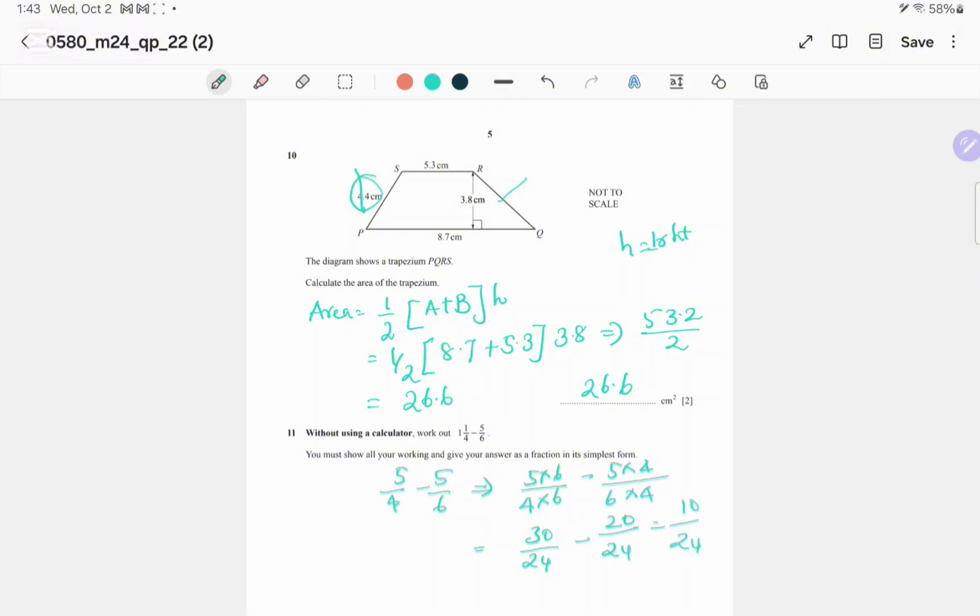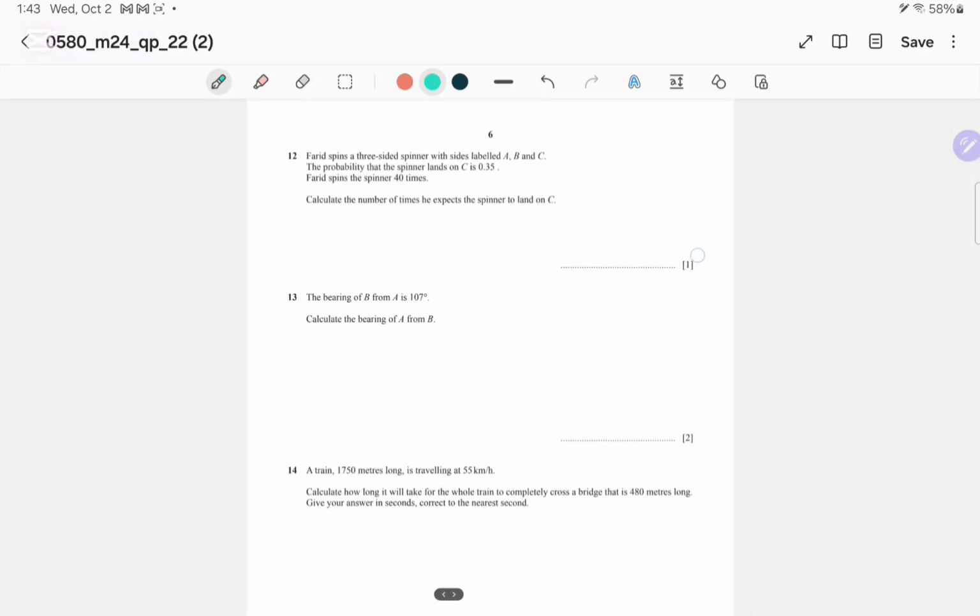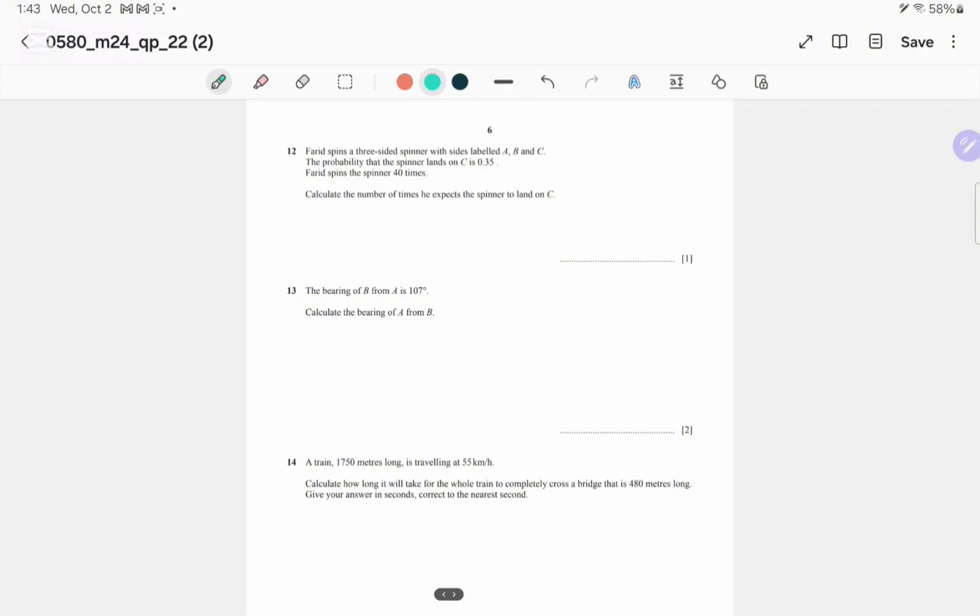When we simplify, because they asked for the simplest form, we have to reduce to the simplest form. So 10 by 24, which is simplified, is 5 by 12. Okay, the next question, 12th question, we are going through.